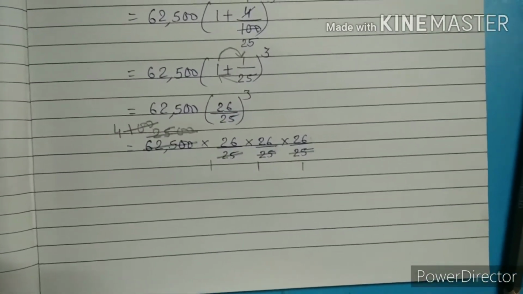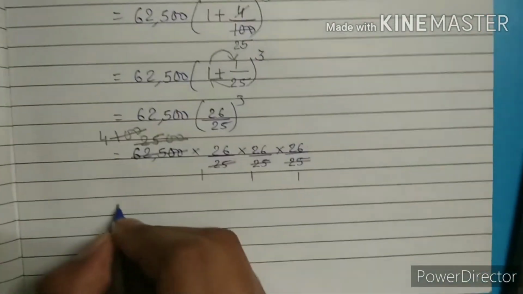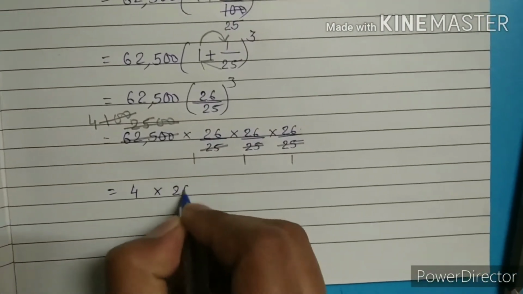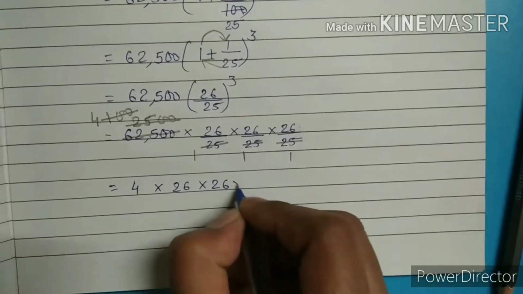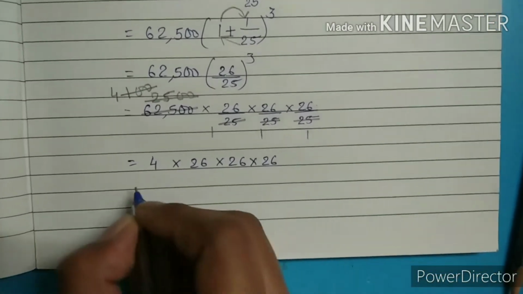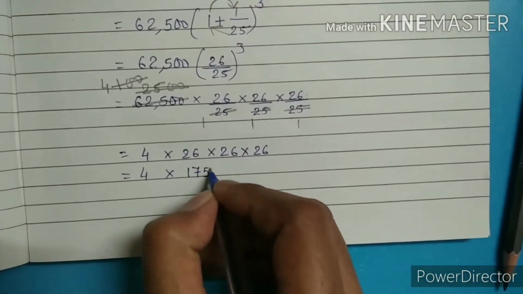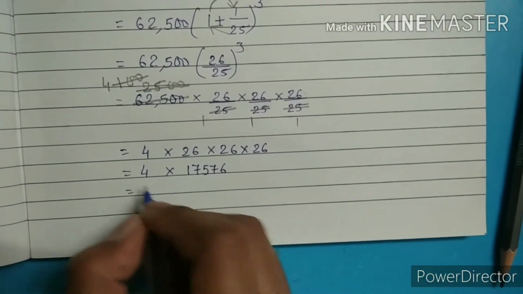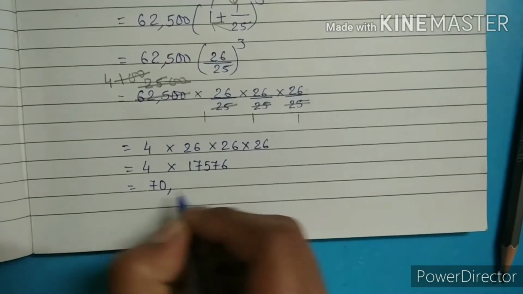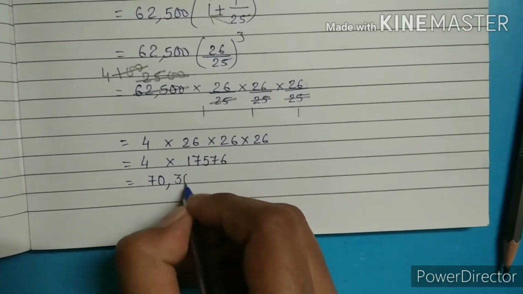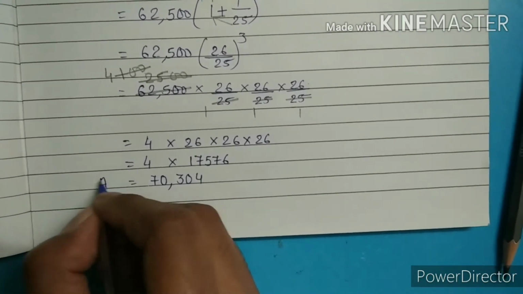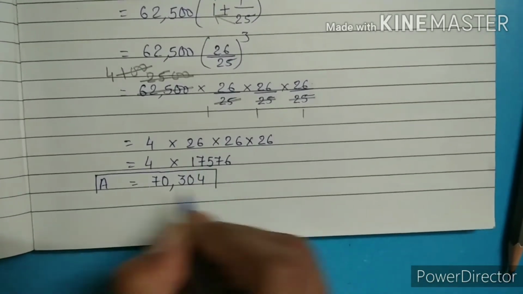So they are giving us 4 into 26 multiplied by 26 multiplied by 26. 26 cube is 17,576. Now it will multiply by 4 and it will give us 70,304. This is the value of amount.